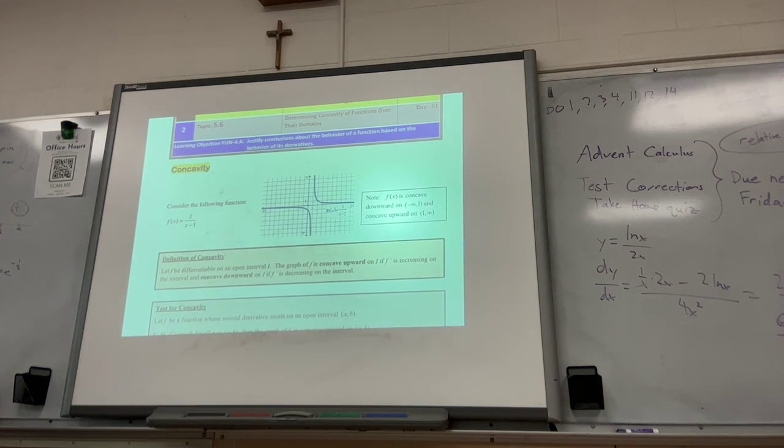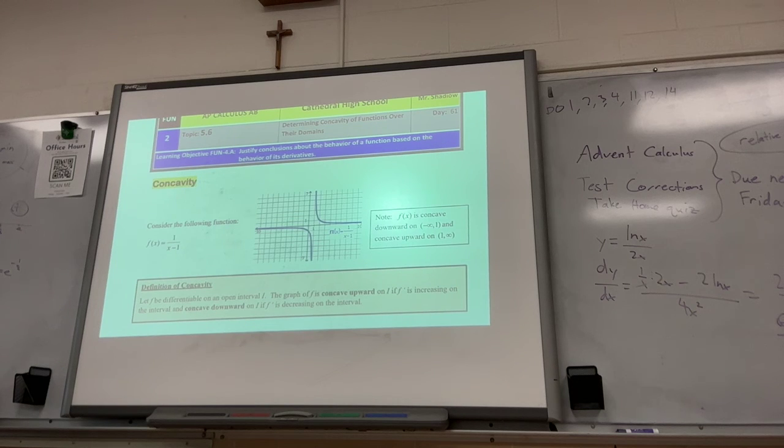All right, going on to 5.6. Ooh, I love concavity. Yes. It's actually pretty easy too.